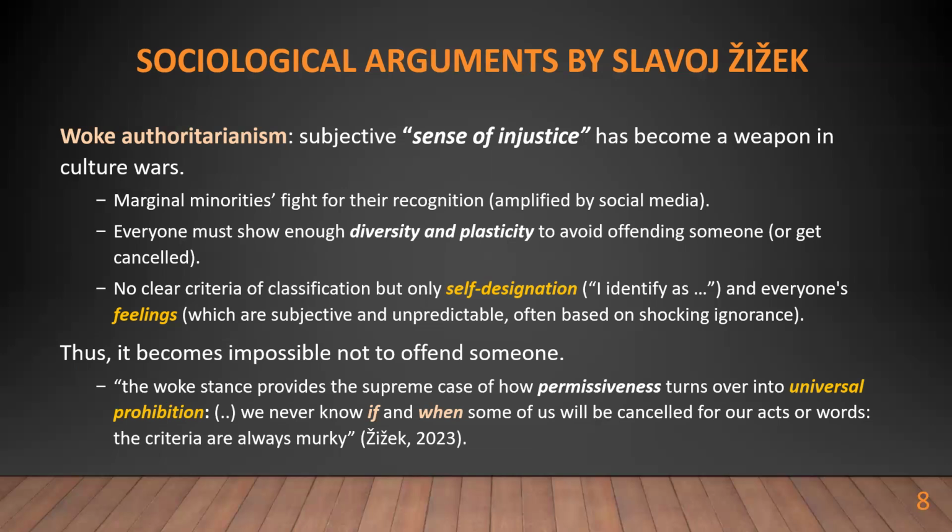And Žižek writes the following: the woke stance provides the supreme case of how permissiveness turns over into universal prohibition. So the logic of it was that we permit people to do whatever they want, to be whoever they want. However, in that permissiveness, we prohibit everything that doesn't fit into those very weird, sometimes very specific descriptions, but completely murky, completely unclear. So we never know if and when some of us will be canceled for our acts or words. Criteria are always murky.